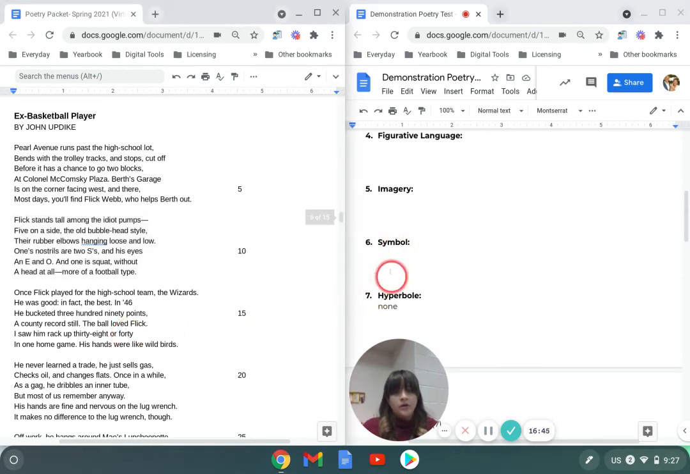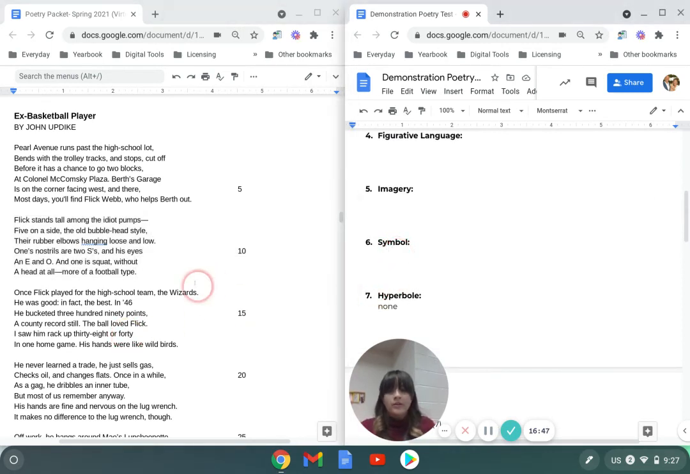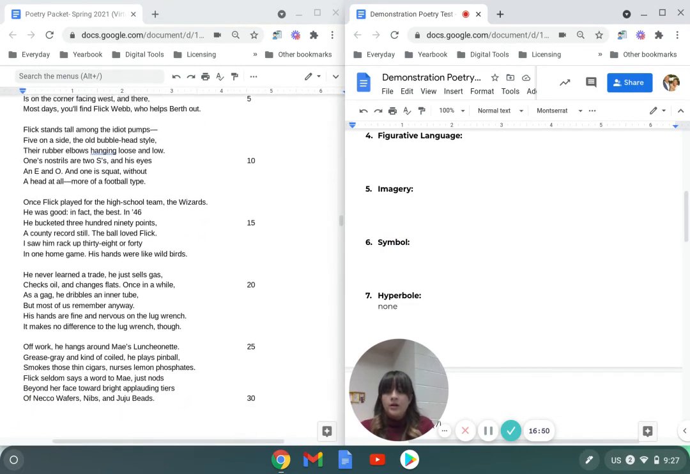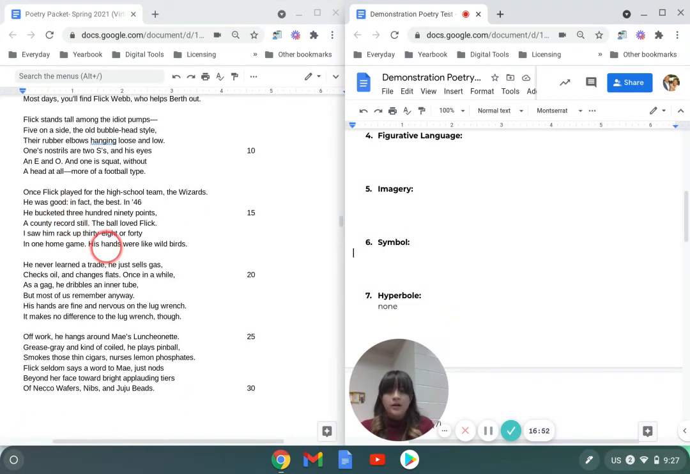For a symbol, this one was a little bit difficult, but then I thought about how he holds the county record, and just the creation of a record and the banner that you get with that and whatnot. It's a symbol of achievement, right? So I'm going to say the county record, and this is line 16, is a symbol of achievement.